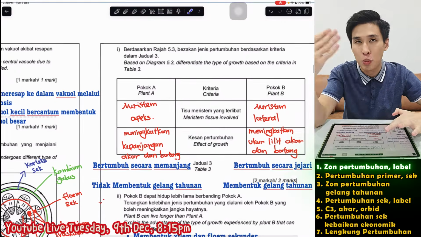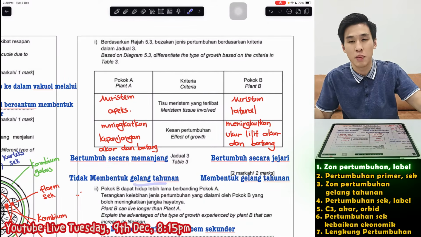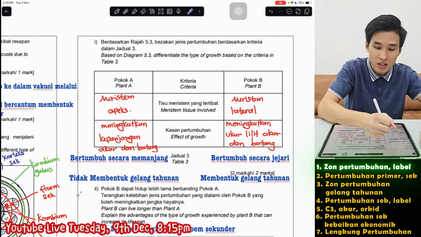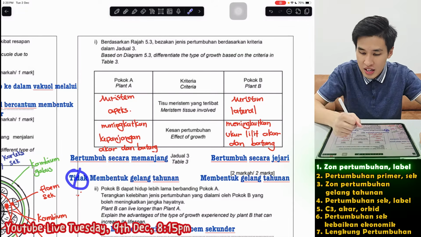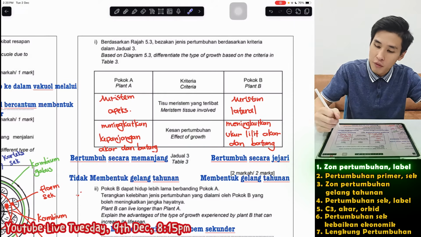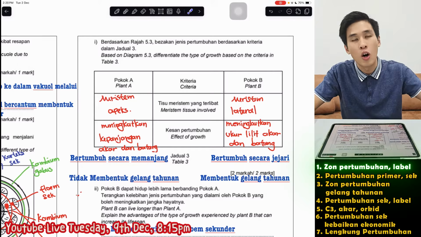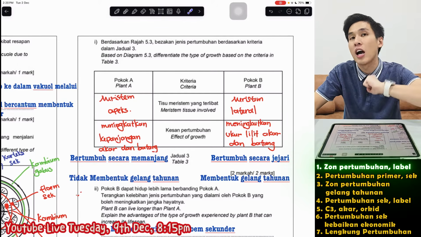And then of course dalam pertumbuhan sekunder, kita akan membentuk satu benda called gelang tahunan, which later we do one question about it, the growth rings. This one tidak membentuk, tetapi ini akan membentuk. Only pertumbuhan sekunder got the gelang tahunan. If you want to say membentuk tisu kayu also can, this one tidak membentuk tisu kayu. Remember once again, only pertumbuhan sekunder membentuk kayu.